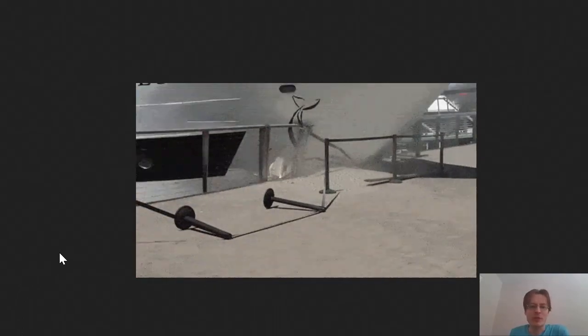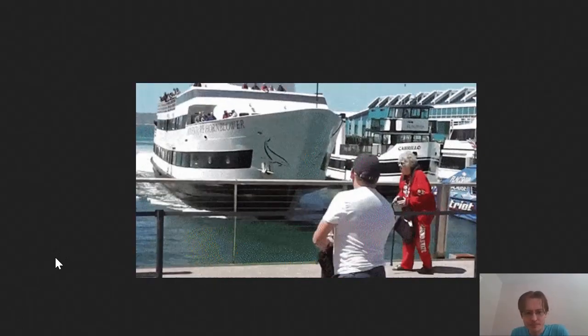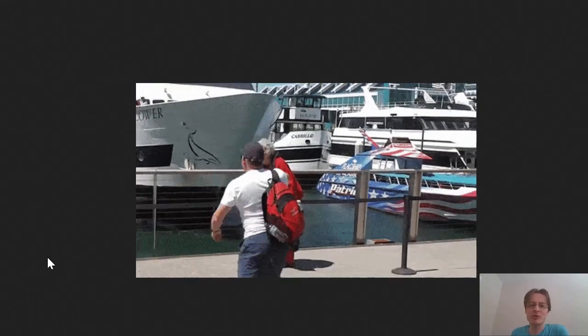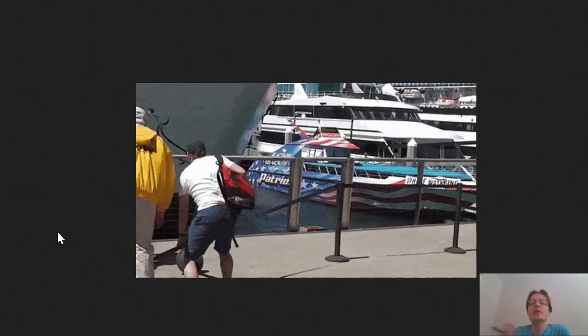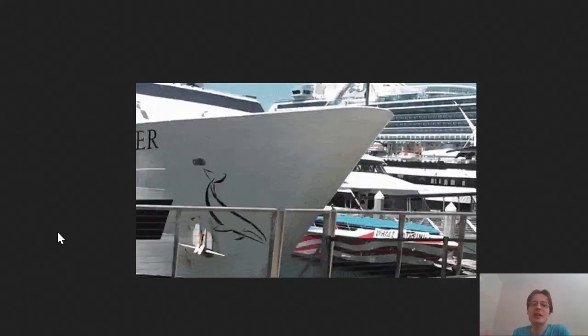Here, for example, we see this giant yacht coming in. It's a great example of inertia. Without any force to slow it down, it just continues its motion and crashes.